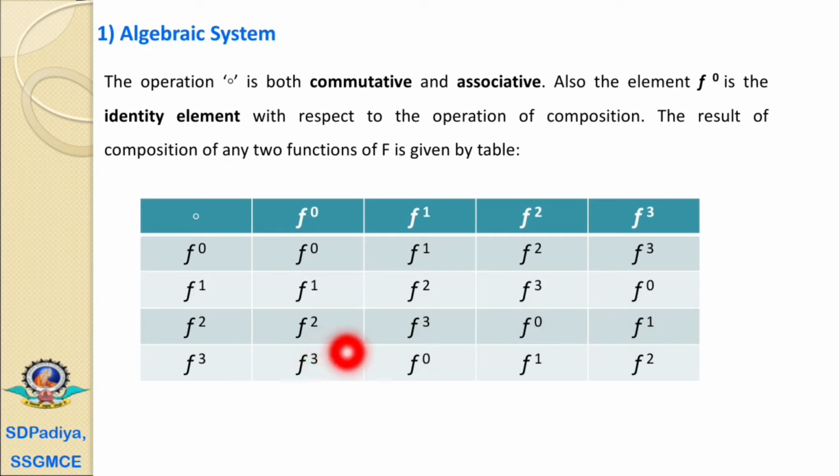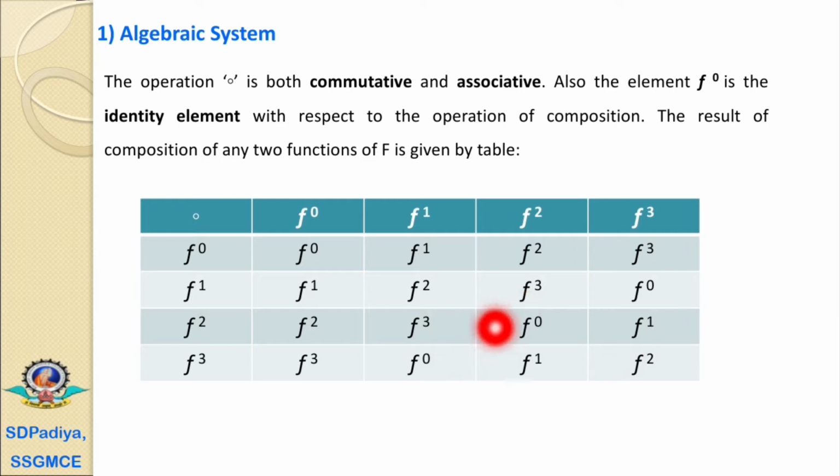For the last row, f raised to power 3 composition f raised to power 0 is f raised to power 3. f raised to power 3 composition f raised to power 1 will be f raised to power 4, but it is the same as f raised to power 0. f raised to power 3 composition f raised to power 2 is f raised to power 5, but the same as f raised to power 1. And f raised to power 3 composition f raised to power 3 is f raised to power 6, but it is the same as f raised to power 2.